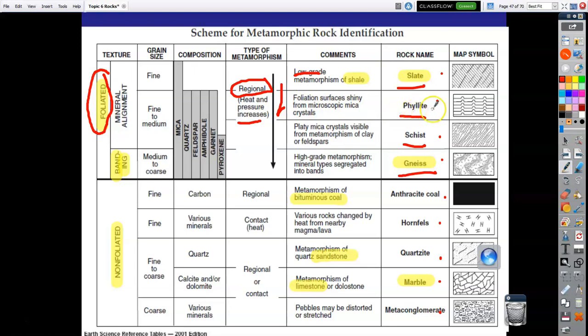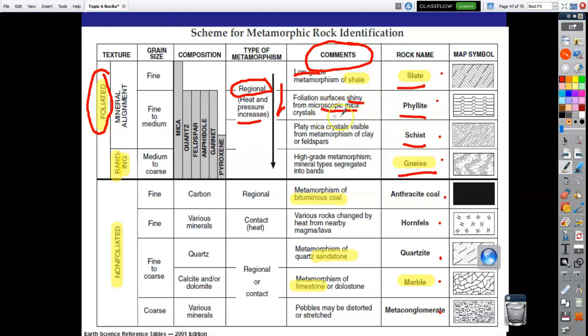It's called a phyllite, and the comment column is probably the most important column to read. So you'll see slate says low grade. A phyllite, it says the surface is shiny from microscopic mica. So it's going to be like a slate. Phyllite is. They're kind of all cousins. Slate would have a dull finish. Phyllite would have a finish, but it'd be a little shiny. But you can't see the mica, so it's like a shiny looking slate.